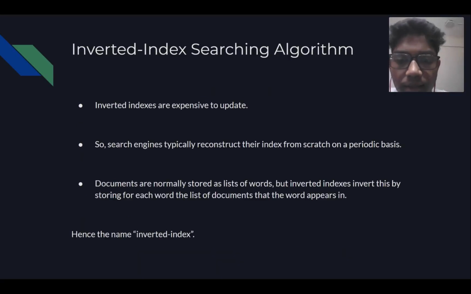Inverted indexes are expensive to update, so search engines typically reconstruct their index from scratch on a periodic basis. Documents are normally stored as a list of words, but inverted indexes invert this by storing, for each word, the list of documents that the word appears in. Hence, the name is inverted index.